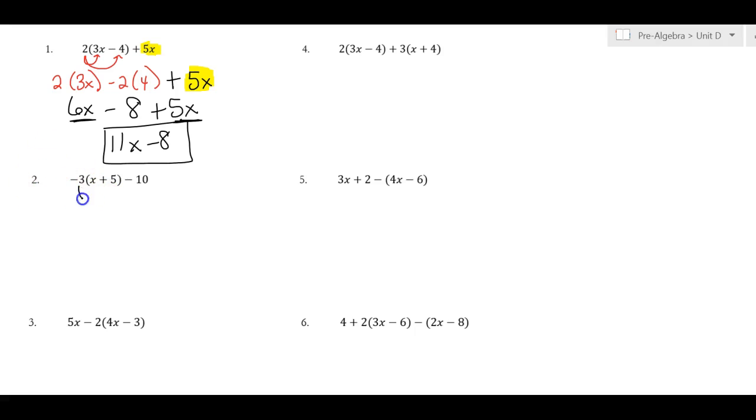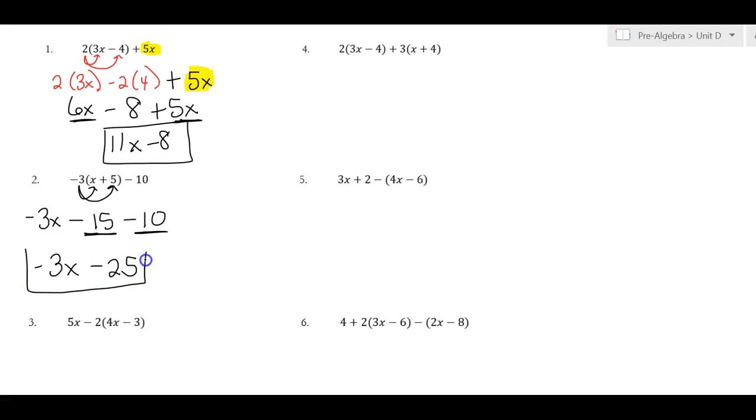Okay, so you should have done negative 3 times x, which is negative 3x, and negative 3 times a positive 5, which is a negative 15. I'm not going to take it to the 10. I'm just going to bring the 10 down. Now I look for like terms, and my like terms are right there, my numbers. So I get negative 3x, and a negative 15 and a negative 10 make a negative 25, and that is the answer.